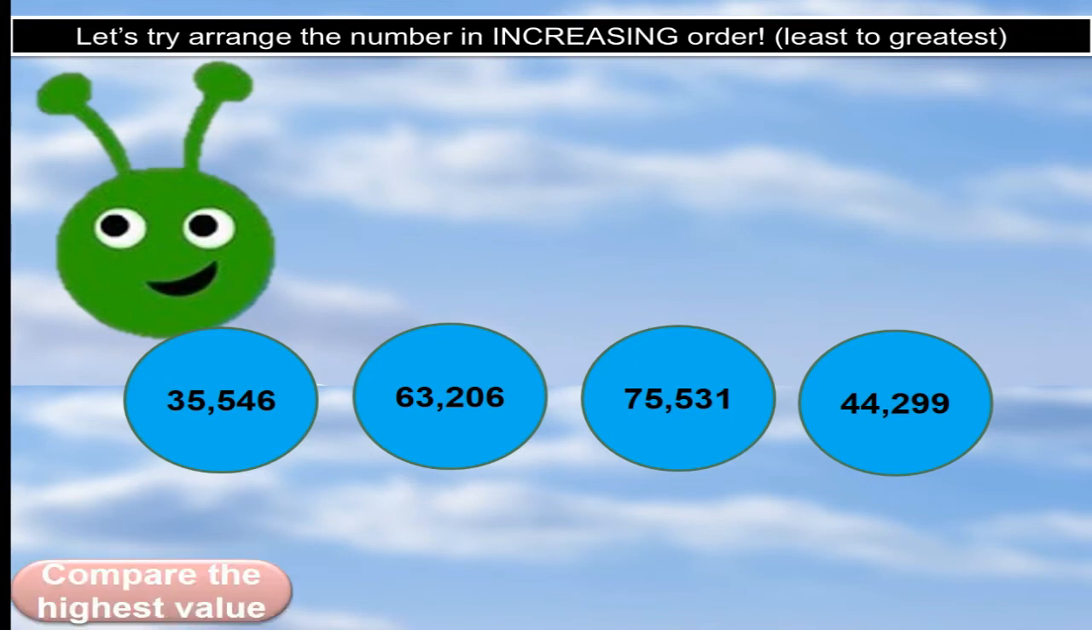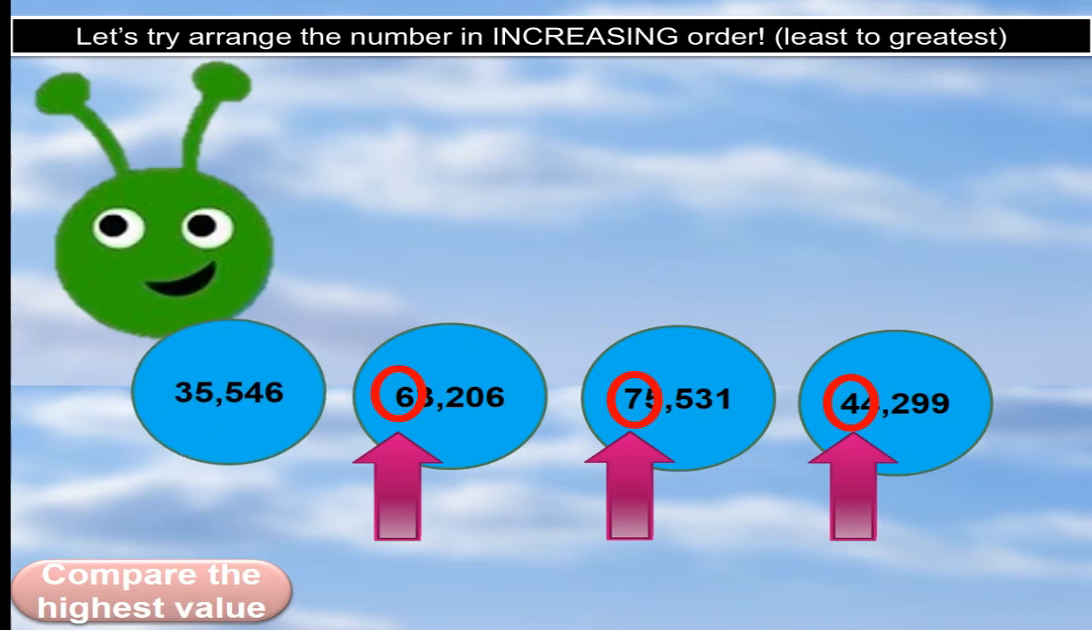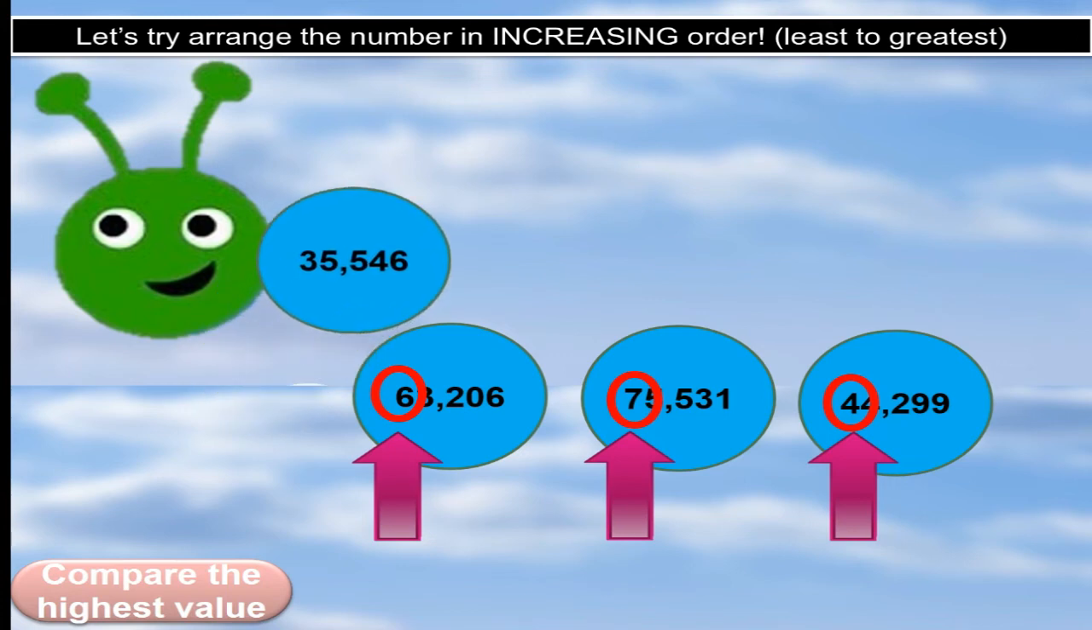The first step is to compare the digit in the highest place value. Let's compare 3, 6, 7, and 4. 3 is less than 6, 7, and 4. The first number is 35,546. Then, let's proceed to the next set of numbers.